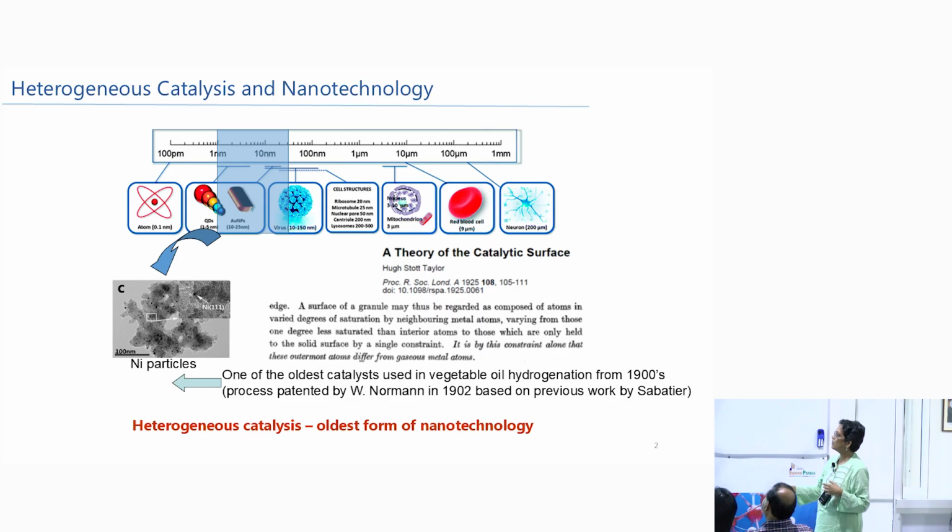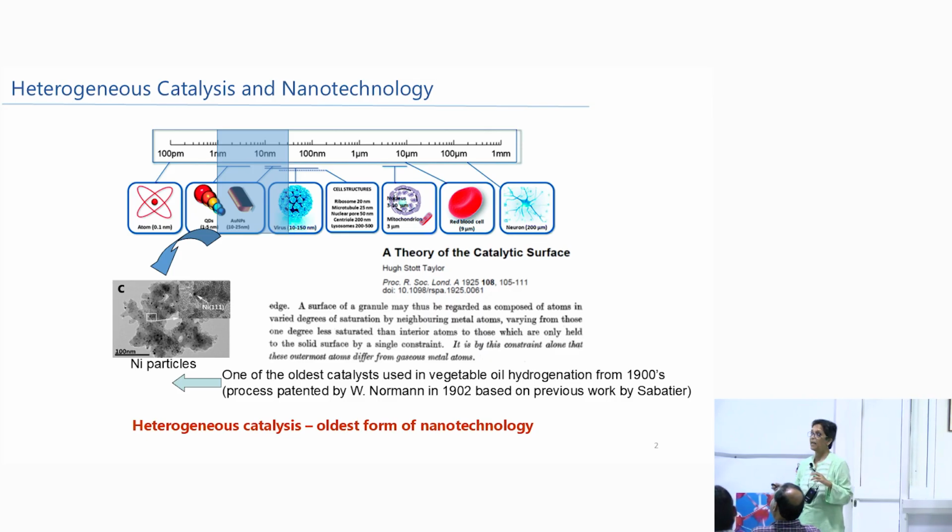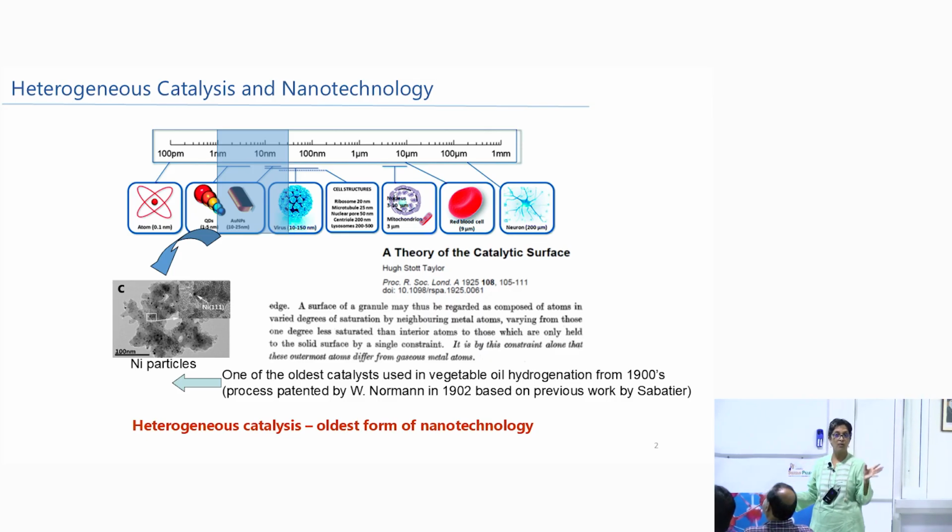You are talking about sub-nanometer to around 25 nanometers, which is where those optical and optoelectronic properties will be. And it is the same range where heterogeneous catalysis works. In the same range, sub-nanometer particles to around 10 to 25 nanometers, is where heterogeneous catalysis also works. But that has been there for a long time.